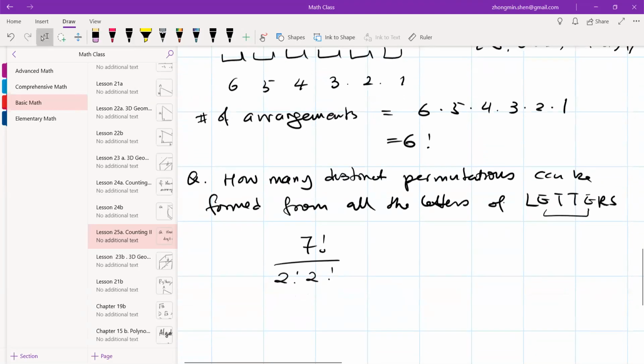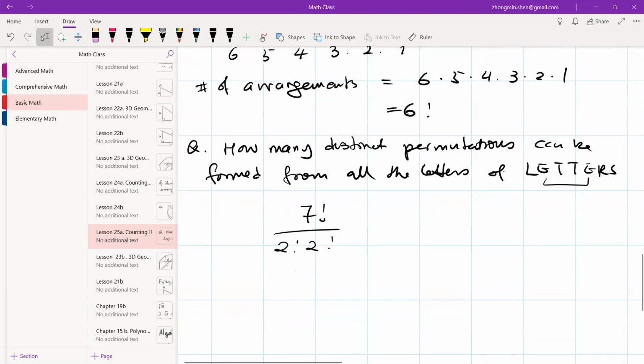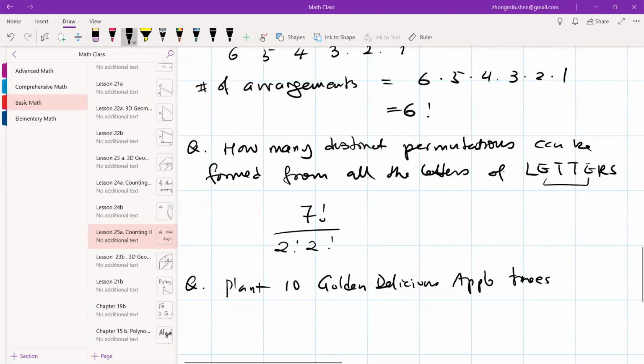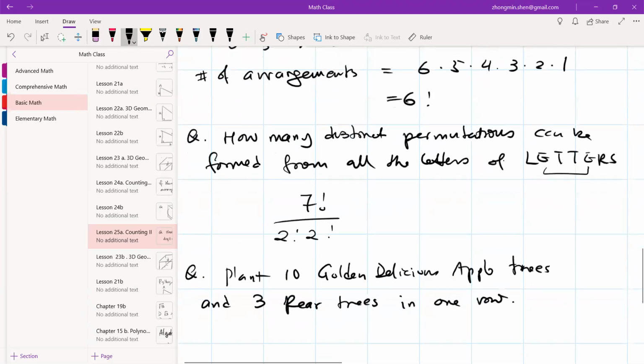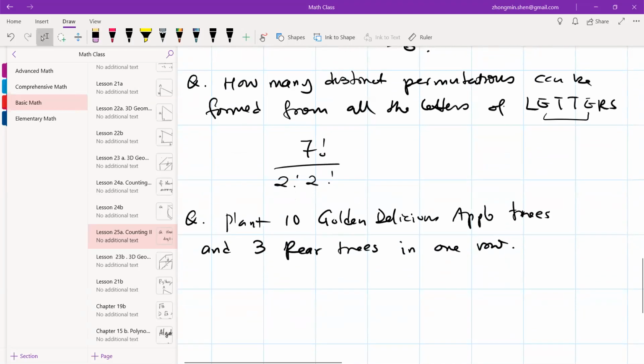My next question is, I plant 10 golden delicious apple trees and 3 pear trees in one row. My question is, how many different distinct arrangements are possible?